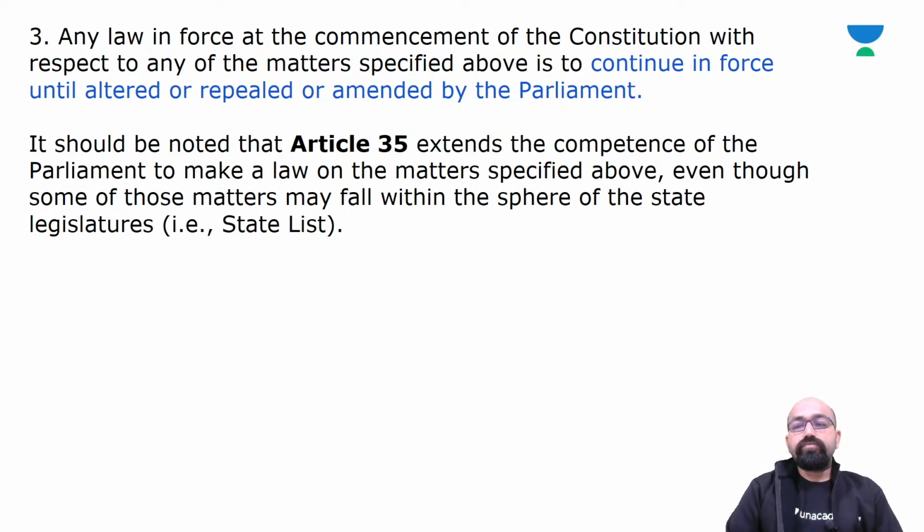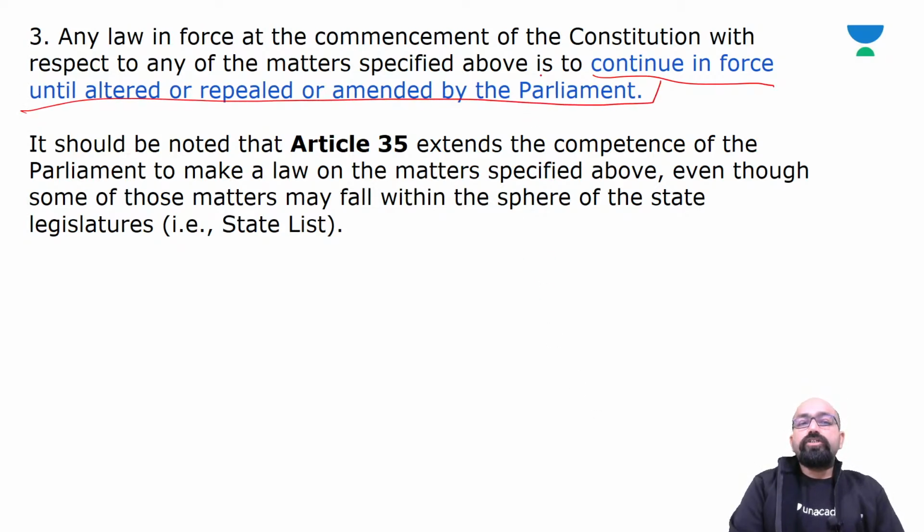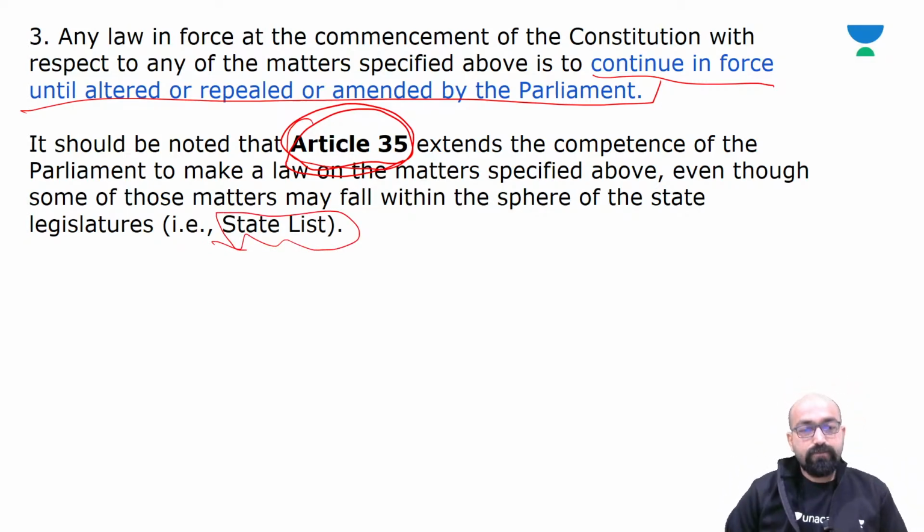Now, next provision, that any law enforced at the commencement of the Constitution with respect to any of the matters specified above continues in force until altered or repealed or amended by the Parliament. So here it should be noted that Article 35 extends the competence of the Parliament to make a law on the matter specified above, even though some of those matters may fall within the sphere of the state legislature, that is state list. Any doubt, guys? So just remember these points.